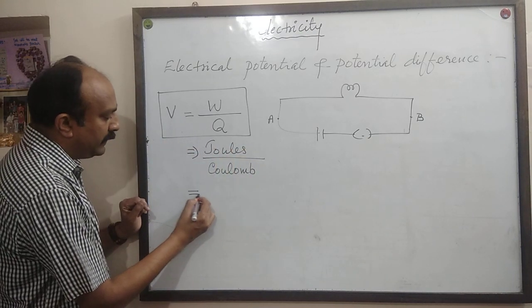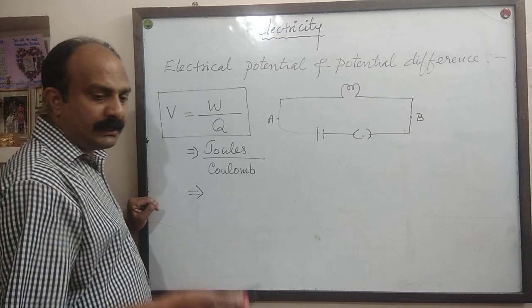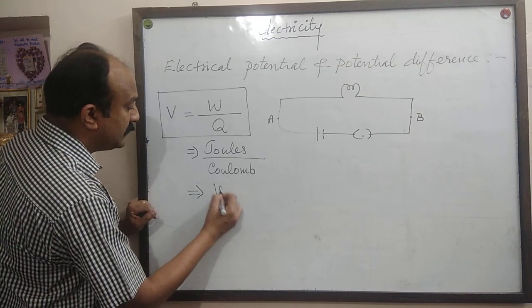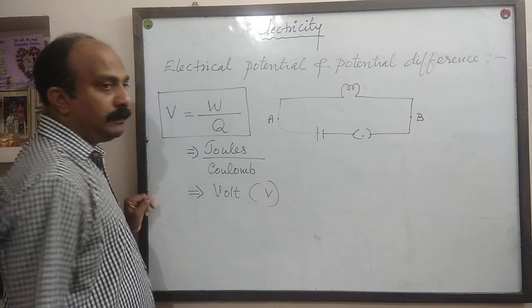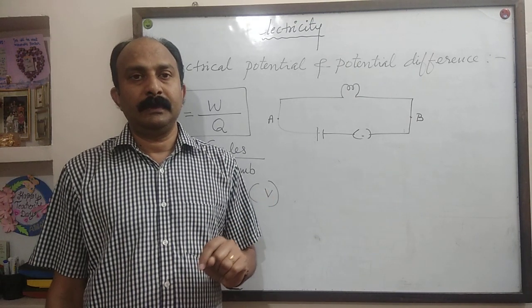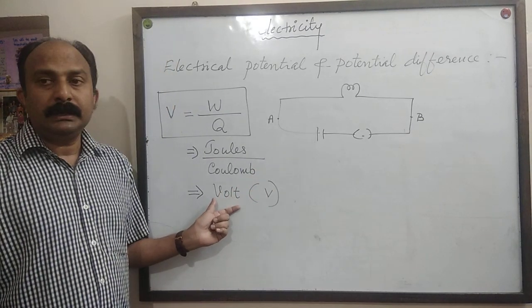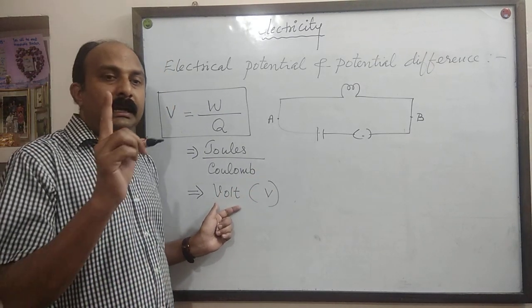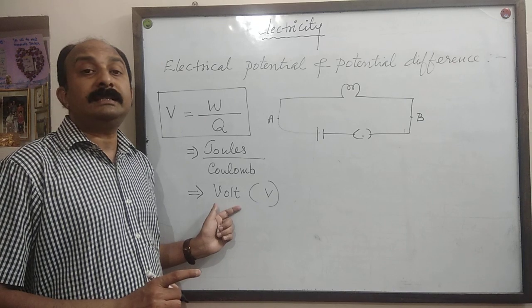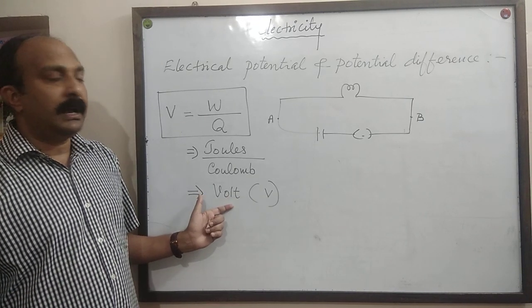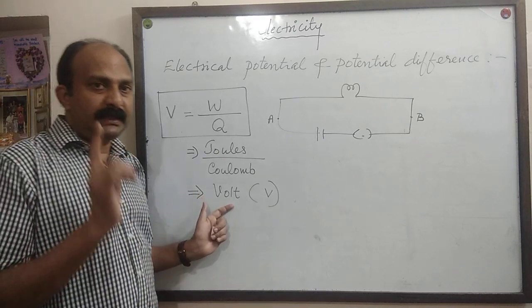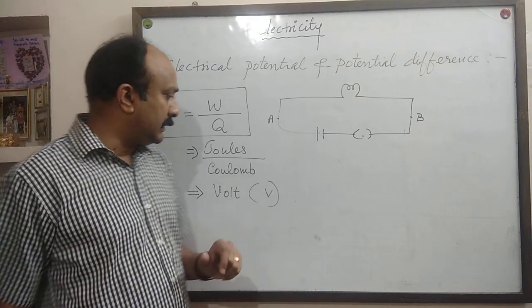But 1 joule per 1 coulomb is given the special name called volt. V-O-L-T, volt, and it is represented by capital V. This volt is named after the Italian physicist Alessandro Volta.